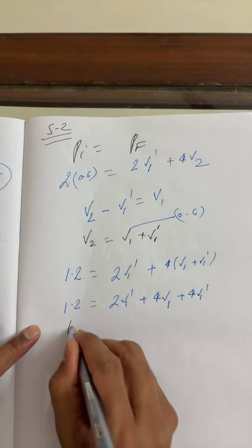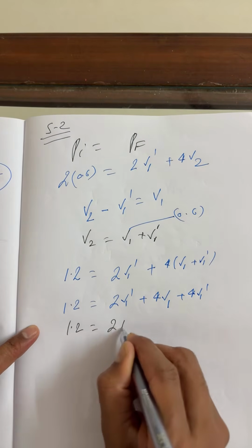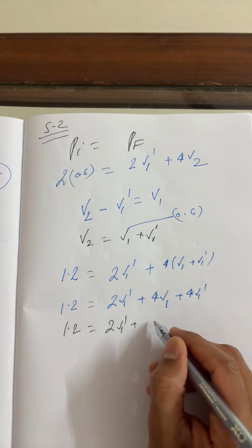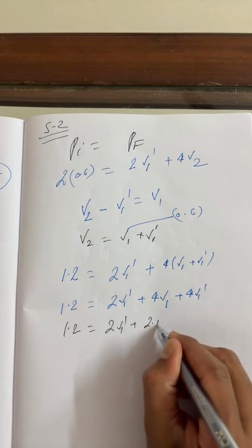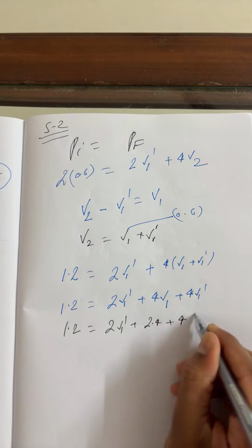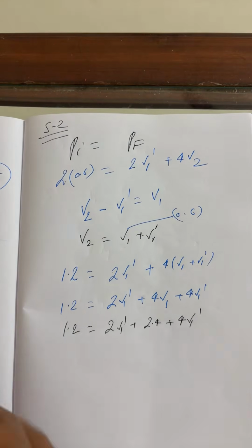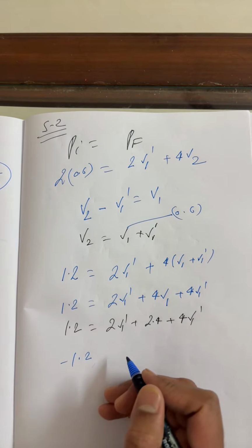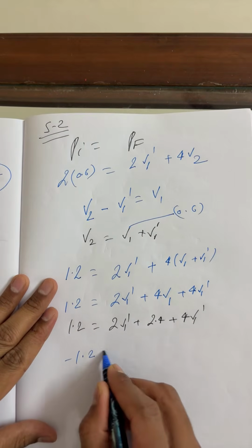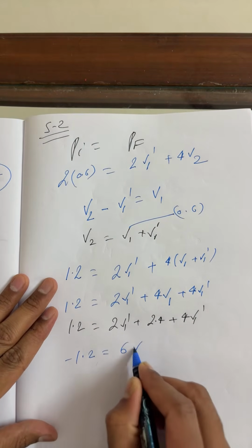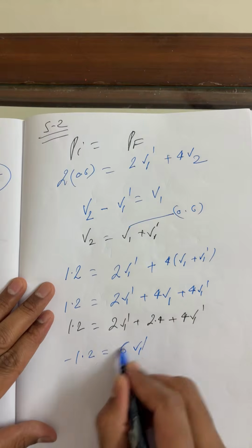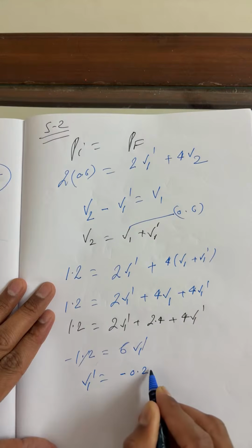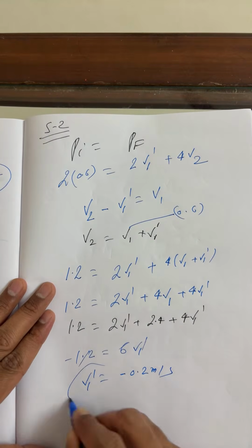So here you can write 1.2 equals twice v1 prime plus 4 times v1, and v1 here is 0.6. So 4 into 0.6 is 2.4, plus 4 times v1 prime. 2.4 comes to this side, so minus 1.2 is equal to 6 times v1 prime. So v1 prime is minus 0.2 meter per second.